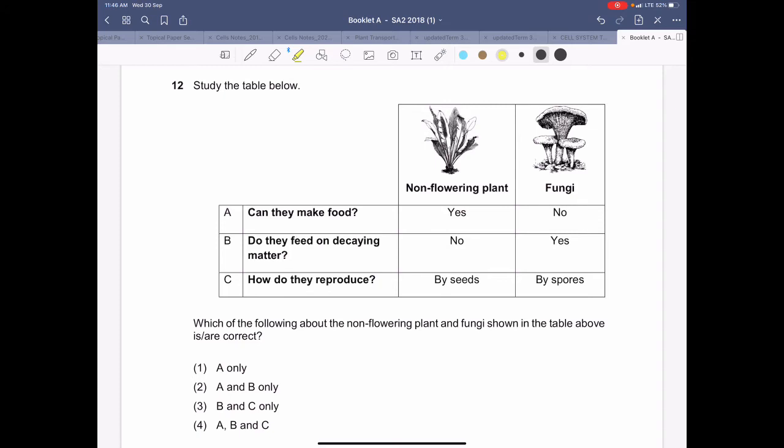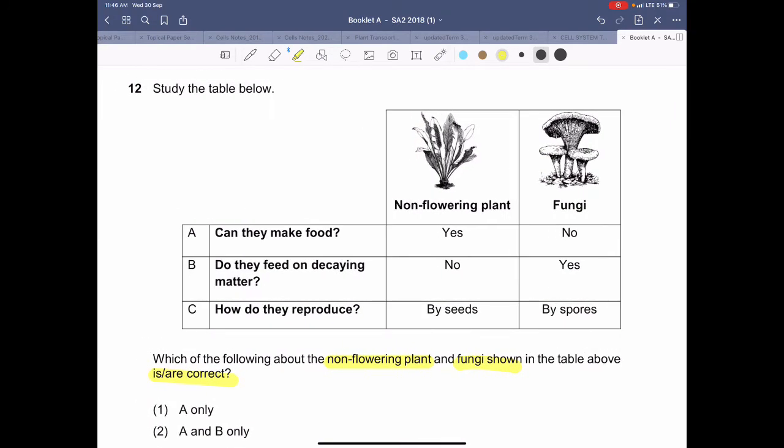Obviously it's on classification again because you have non-flowering plant and fungi. The question asks, which of the following about the non-flowering plants and fungi shown in the above table are correct? So this is testing you on your knowledge of non-flowering plant as well as your fungi. Now, can they make food? Non-flowering plant, yes. Fungi, no. Correct.